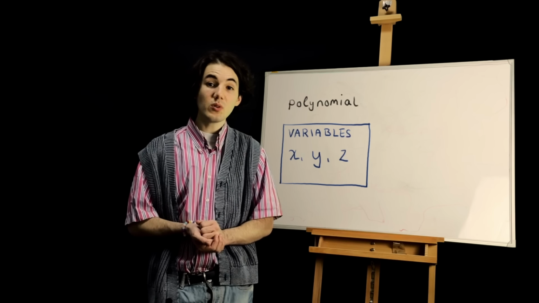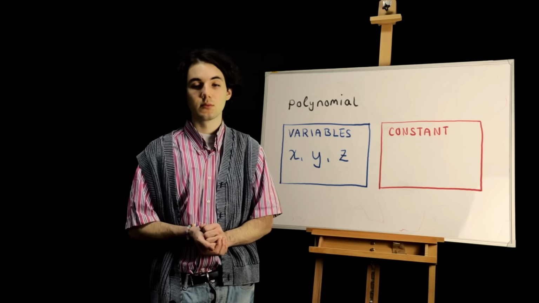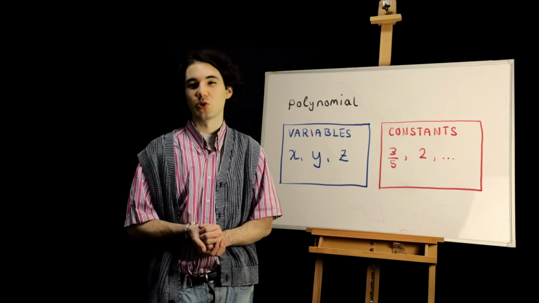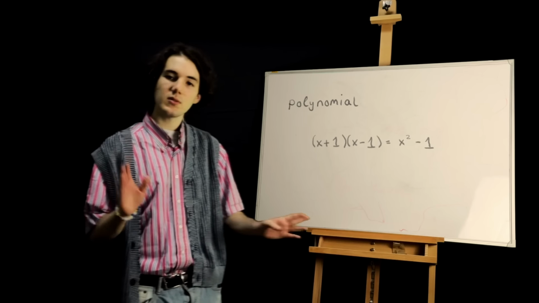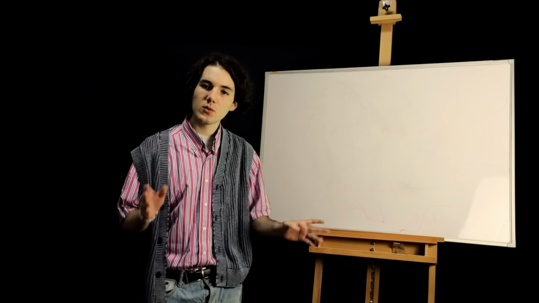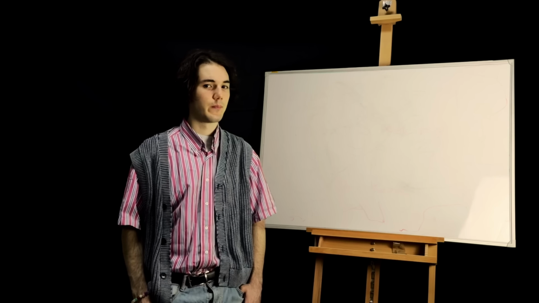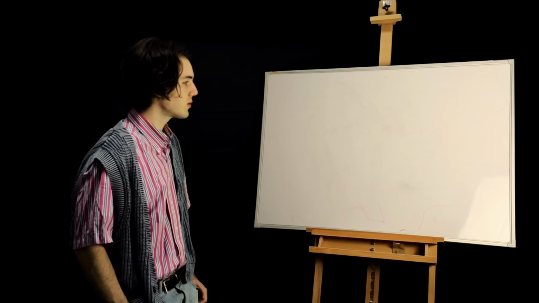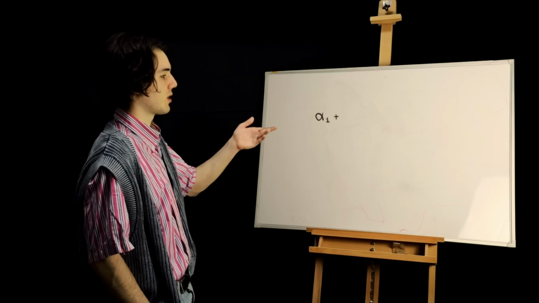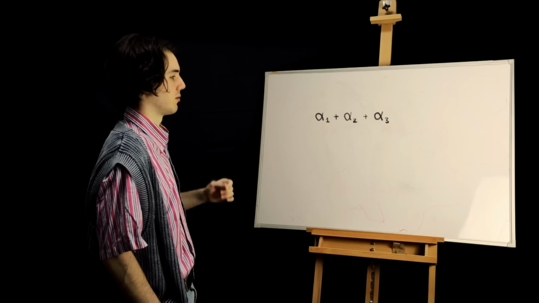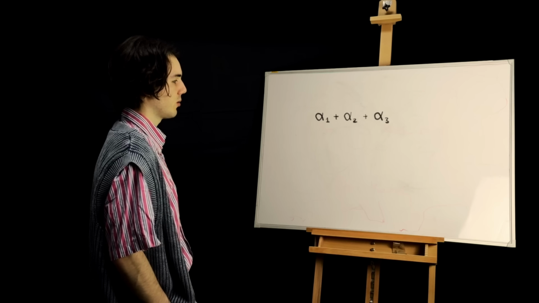Variables are just symbols, and constants are typically numbers, sometimes more abstract things. So this is the basic definition, but I want to point out some nuances that will come up. So in this video, you will both see expressions like alpha 1 plus alpha 2 plus alpha 3, as we saw in the example just a moment ago.